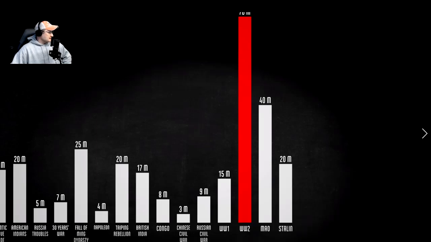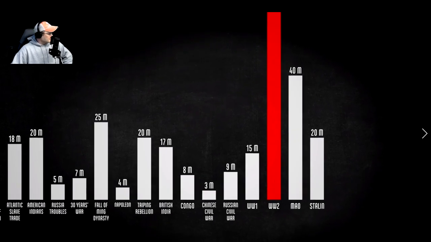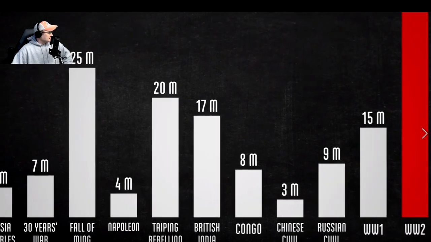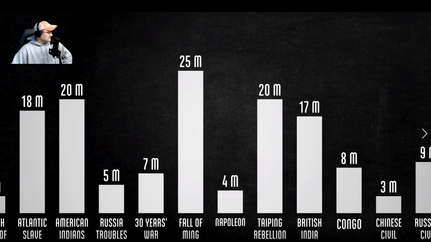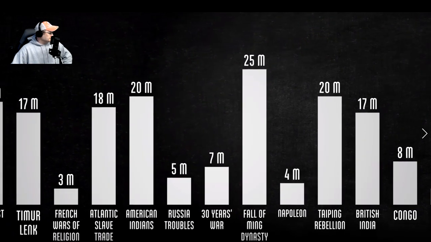Russian Civil War, 9 million. Chinese Civil War, 3. Okay. British India, 17 million. Fall of the Ming Dynasty, yeah. American Indians, 20 million. I want to say that number is wrong, only on the aspect of that I don't think disease is on there. But anyway, that's interesting. Some of these are more of atrocities than wars, but we've seen how that distinction can get blurry. Yeah, okay, I see. Some of these spanned across centuries.